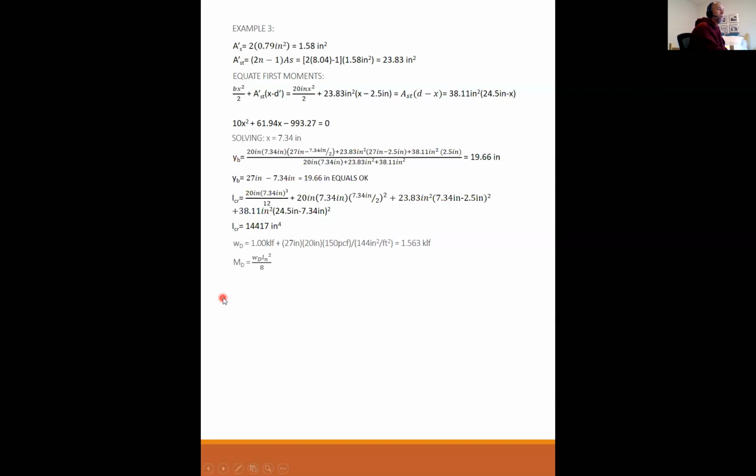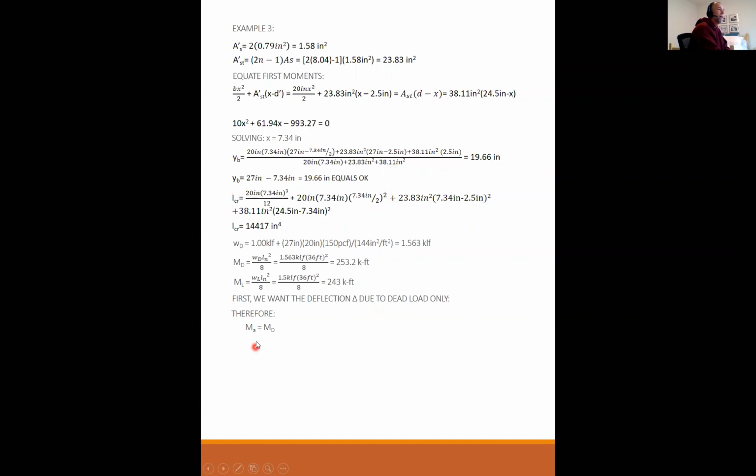My dead load moment is WL squared over 8 because it's a simply supported beam. So 1.563, 36 squared over 8, 253.2 kip feet. My live load, again simply supported, so WL squared over 8, 1.5, 36 squared over 8, 243. So first we want the deflection delta due to the dead load only.